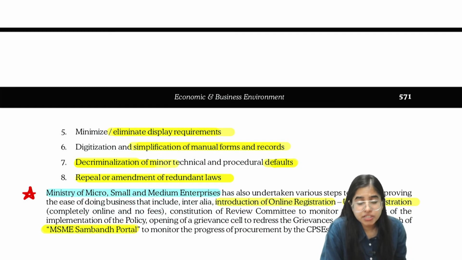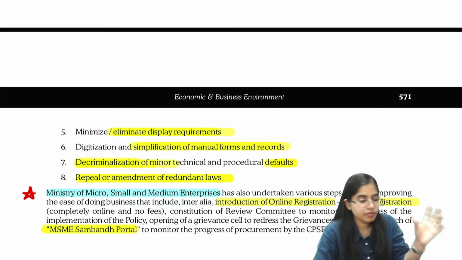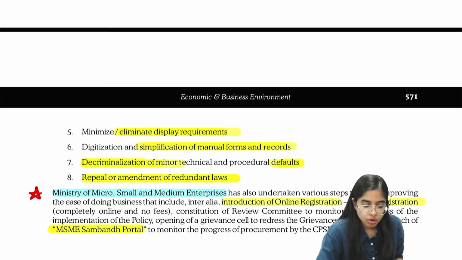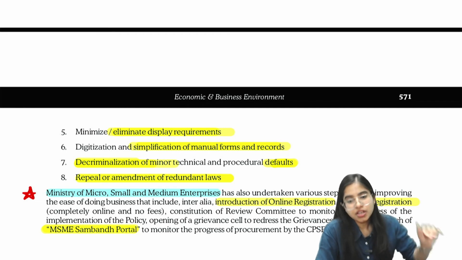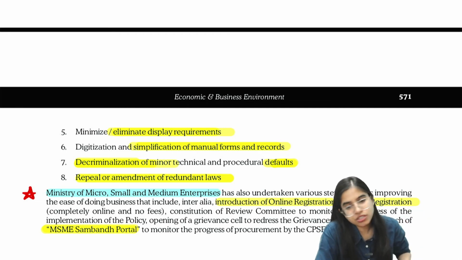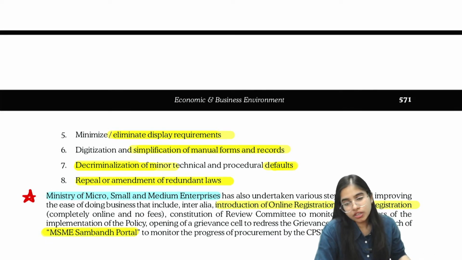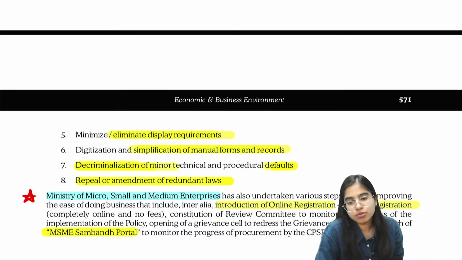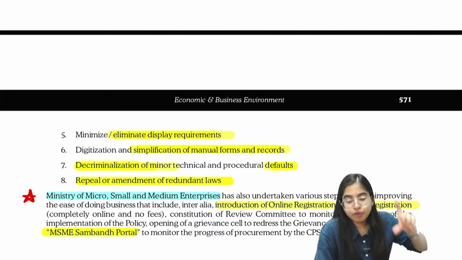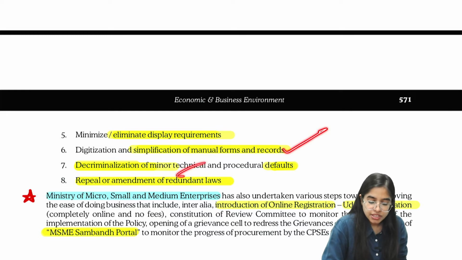Eliminate display requirements. Display means earlier there was a lot of requirement to disclose information on the website, to the government, to SEBI. Nowadays it is being reduced, that okay, display this information on your website only if necessary, otherwise don't. So that is the initiative DPIIT has taken to eliminate display requirements. Simplifying manual records: all the manual forms and records, the formats in which you have to maintain a record, that has been simplified.